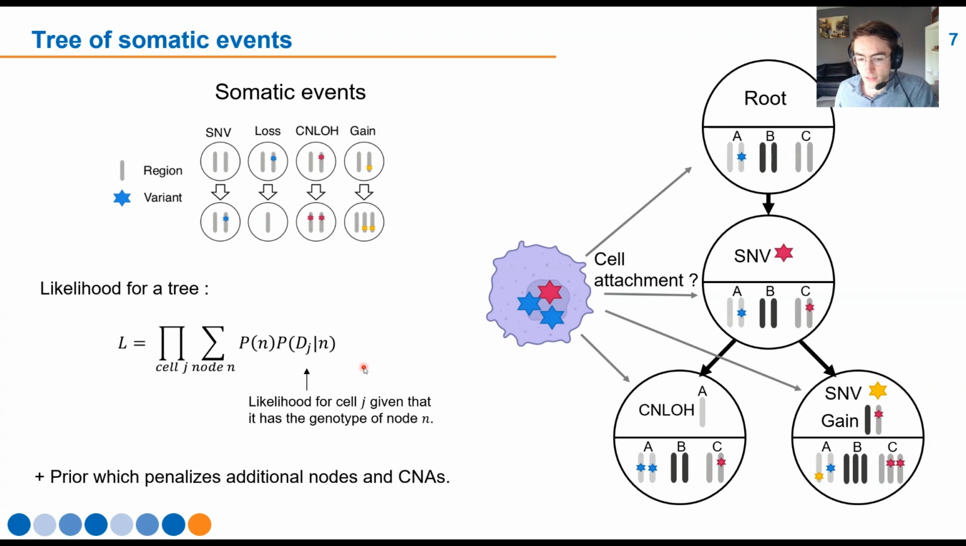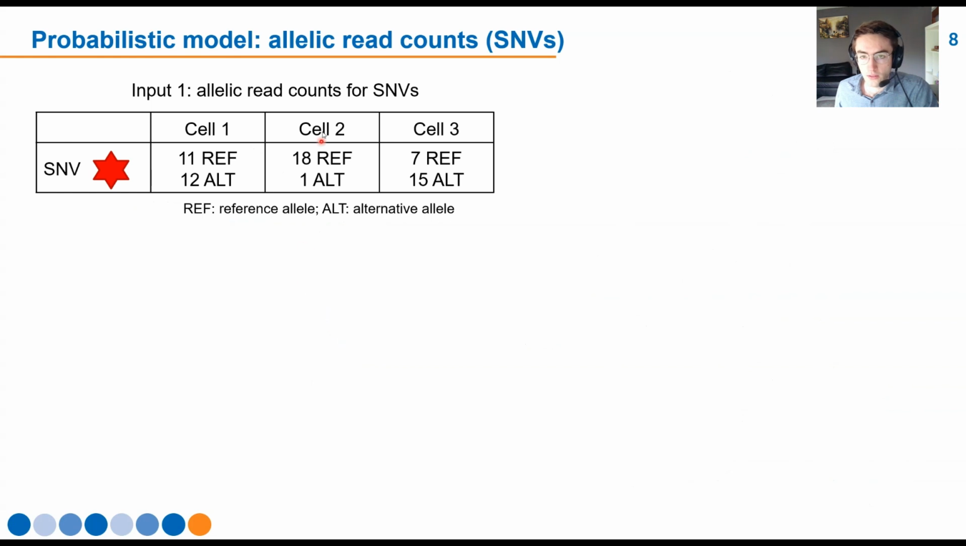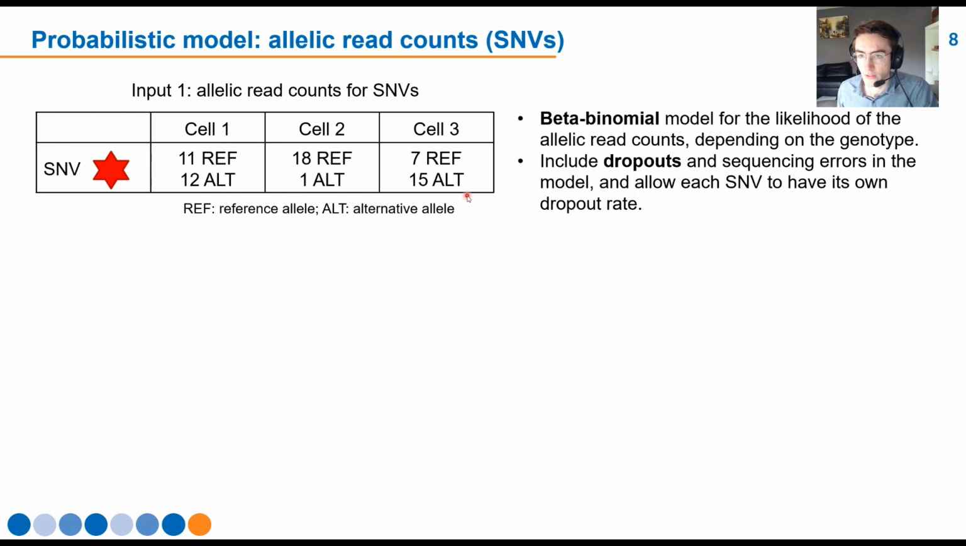And for this likelihood, we consider two different parts. The first part consists in the allelic read counts at SNVs. So for each SNV and for each cell, we count the number of reads supporting the reference or the alternative allele. And these allelic read counts are modeled using a beta binomial distribution, but we also include dropouts and sequencing errors.